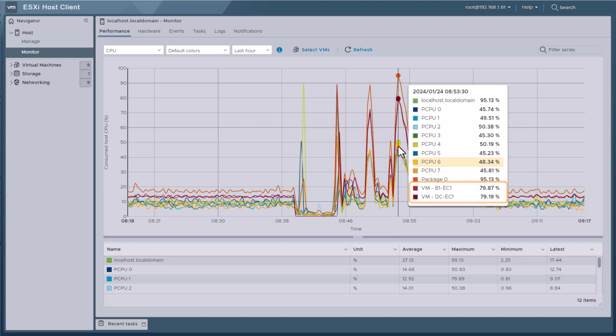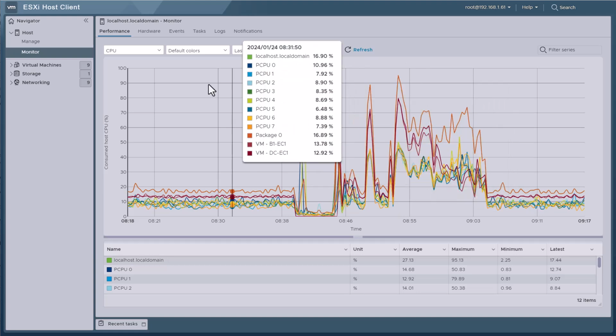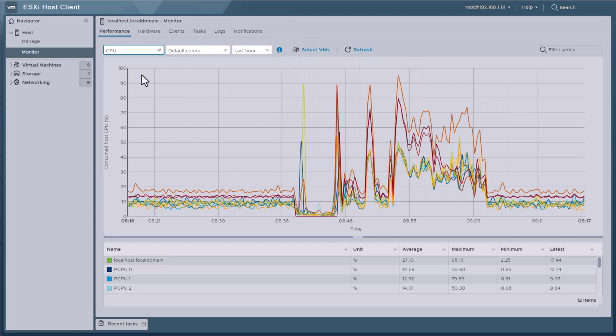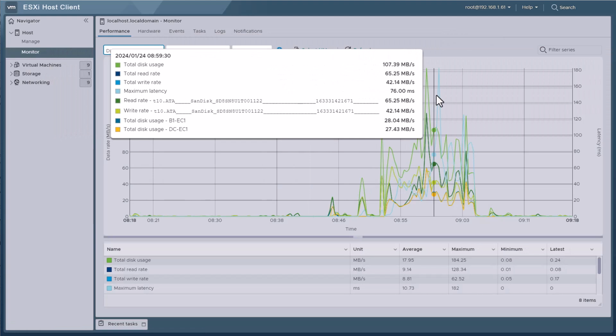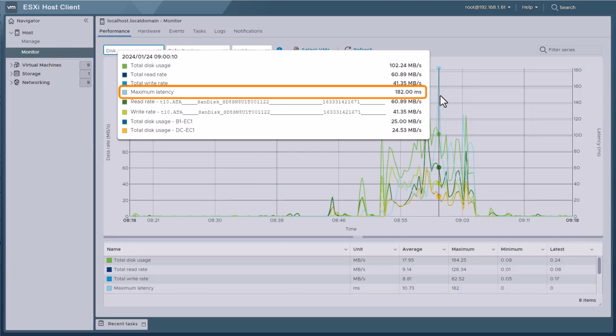If you're running Boost, you'll also want to pay attention to the storage metrics. Here we can see disk latency rises up, and this causes a bottleneck for network memory, resulting in slower and choppy throughput.